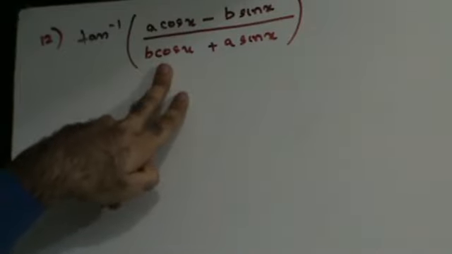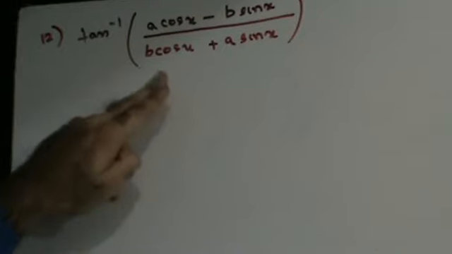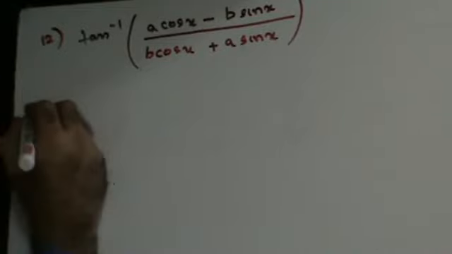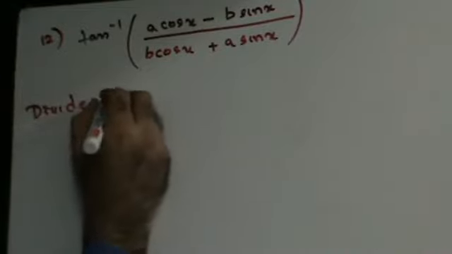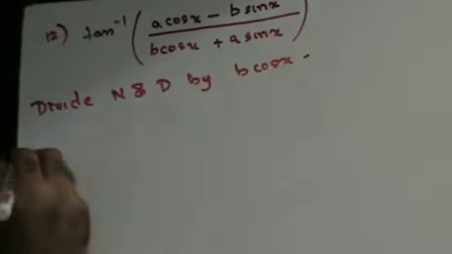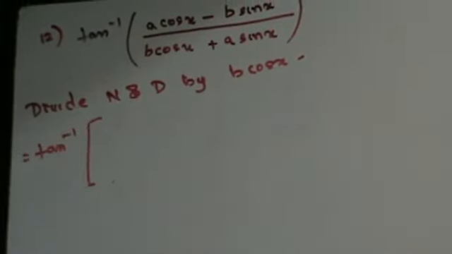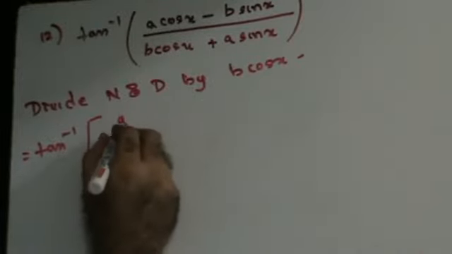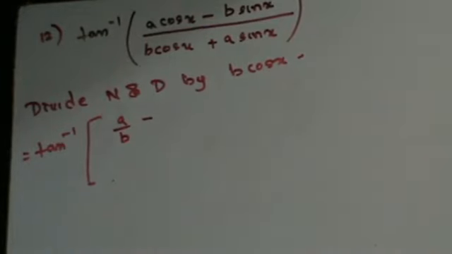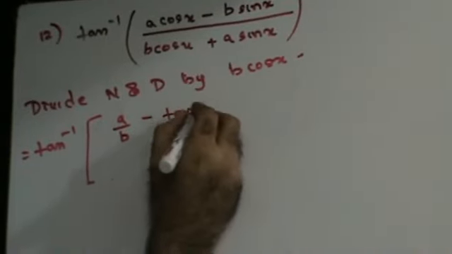To convert this number into 1, I need to divide the fraction by b cos x. So I'll say divide numerator and denominator by b cos x. In that case, this will become tan inverse of a cos x upon b cos x, which will give you a upon b, minus b sin x upon b cos x, which is going to be nothing but sin x upon cos x, which is nothing but tan x.